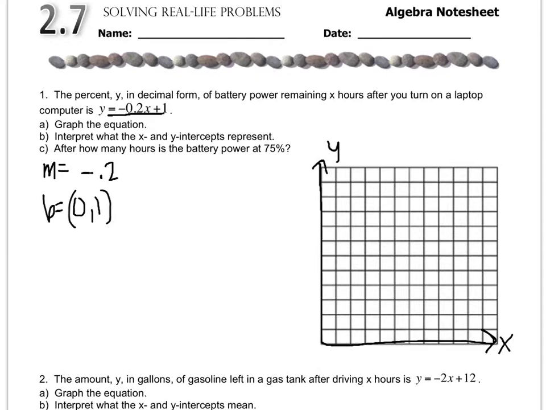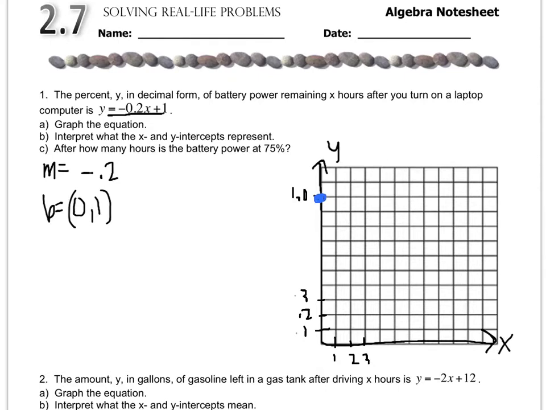In order to make the slope easy to count, I'll go by 0.1s. So this will be 0.1, 0.2, 0.3, 0.4, 0.5, 0.6, 0.7, 0.8, 0.9, and this will be 1.0. And I can go by 1, 2, 3, etc. on the x-axis. So my intercept is 0, 1. That's right here, 1.0. The slope is negative 0.2.